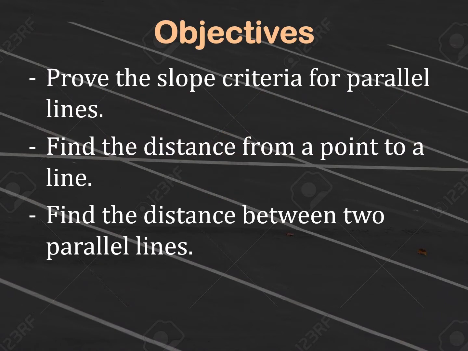So our goals will be to prove the slope criteria for parallel lines, find the distance from a point to a line, and then on the second part of the lesson will be finding the distance between two parallel lines. Essentially what we're doing today is going to be finding the distance from any point to a line and calculating that.